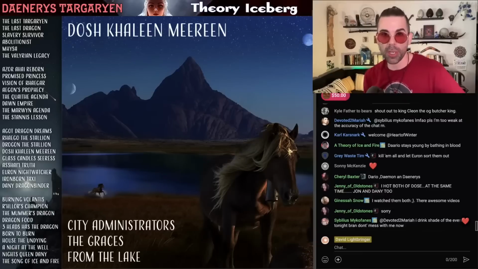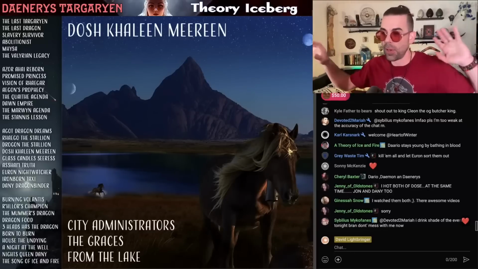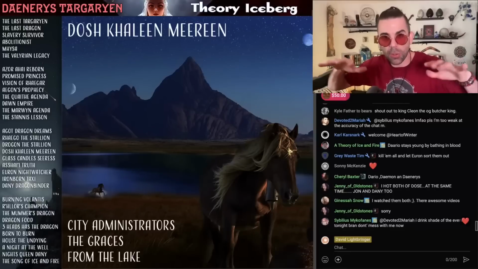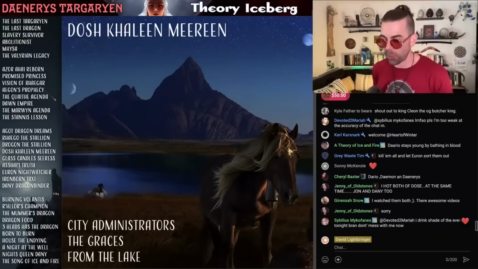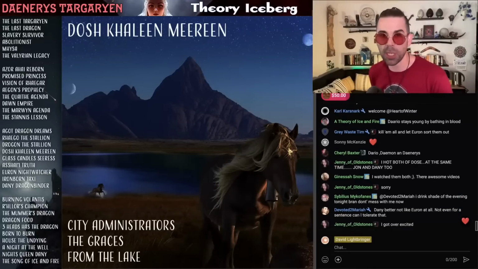It is huge. And they do a very hard thing, which is they absorb Khalasars that leave and come back. And there are homes and things built into the ground. They build these underground homes in Vaes Dothrak. It's not all just tents. So the Dosh Khaleen are city administrators, and they are also former wives of Khals.